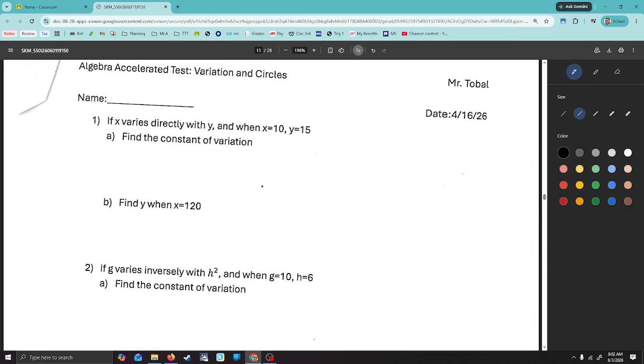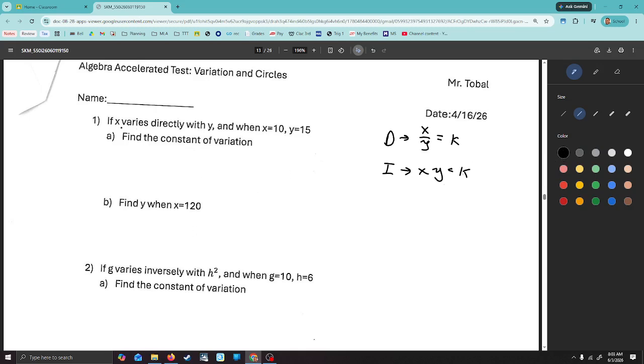Next one. Variation and circles. Variation. This is the one right after Passover, if you don't remember. So variation, there are two main variations. There's directly. Directly is x over y equals k. I always said directly is division. There's also inverse. Inverse is x times y equals k. If I ever say jointly, that means together they are directly to each other. So we'll see that when we get there.